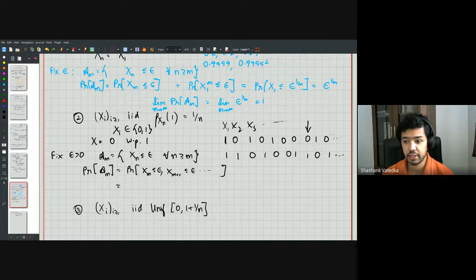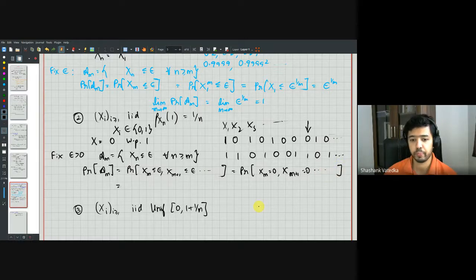Exactly. As Chandramouli rightly points out, this is the probability that to the right of the location that I'm interested in, I see only zeros. So it is the probability that xm is 0, xm plus 1 is 0, and so on. And basically I want to find a bound on this probability.